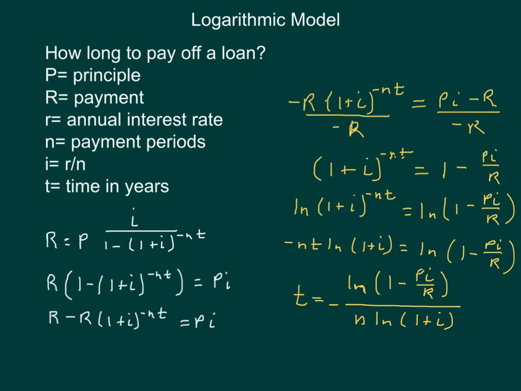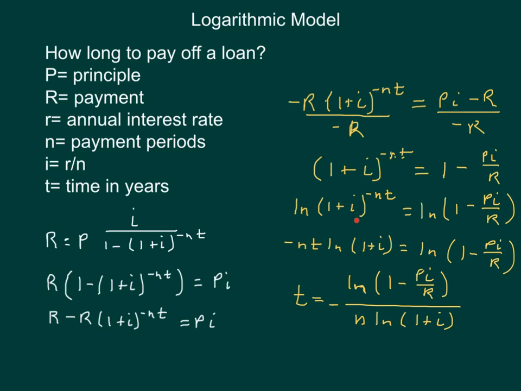And what I'm going to do now is subtract that R from both sides. And so when I do that, I have negative R times the quantity of 1 plus I to the negative nt power equals PI minus R. And now I divide by that negative R. And when I simplify that, I get 1 plus I to the negative nt power equals 1 minus PI over R. Taking the natural log, because remember, I want to solve for t. Right now, t is in the exponent. I've solved for that exponential, so I now take the natural log of both sides.